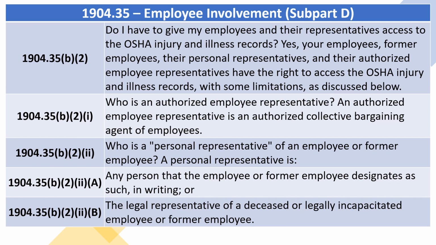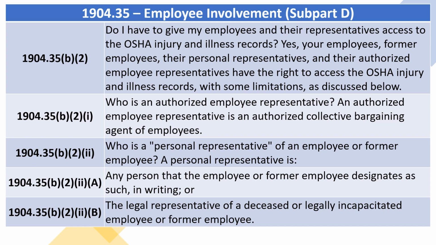1904.35(b)(2). Do I have to give my employees and their representatives access to the OSHA injury and illness records? Yes, your employees, former employees, their personal representatives, and their authorized employee representatives have the right to access the OSHA injury and illness records, with some limitations, as discussed below.